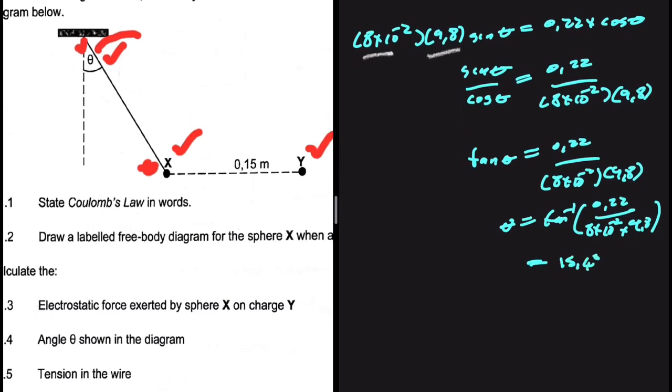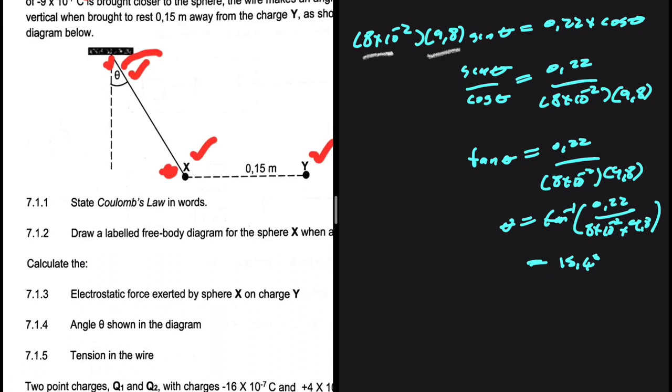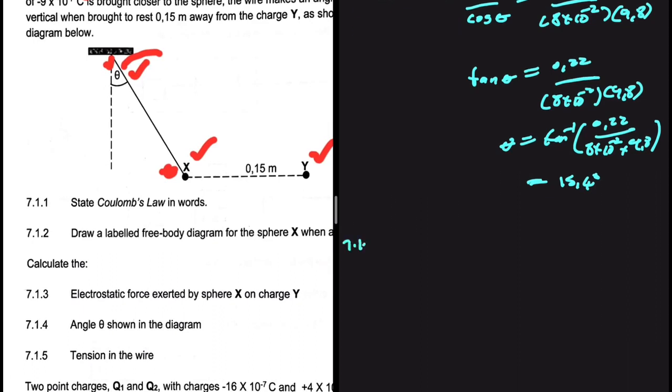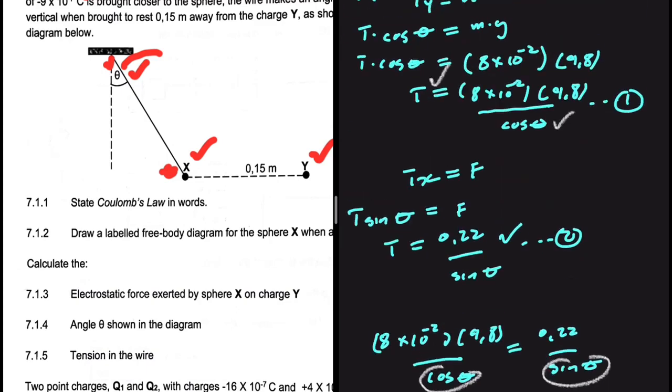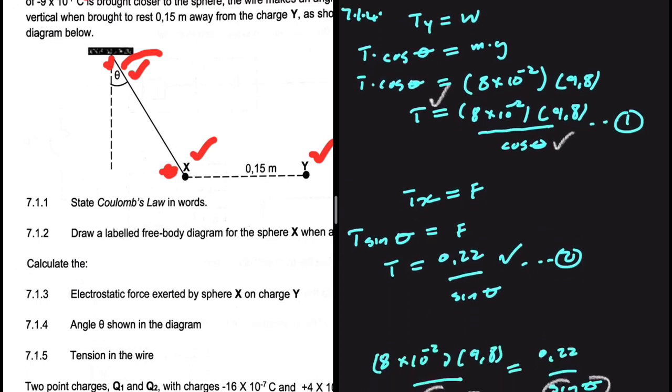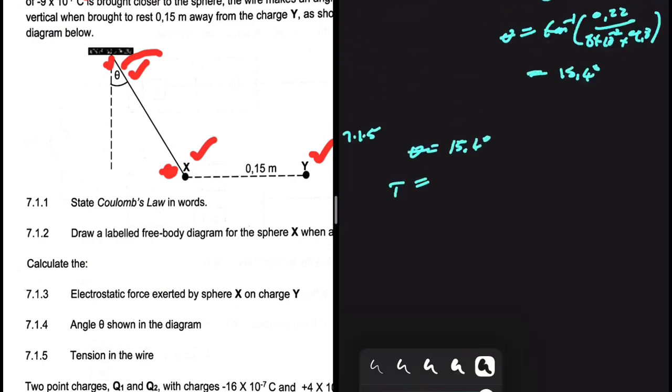That is 7.1.4. Let's go ahead and do 7.1.5. We're supposed to find the tension in the wire. We have our angle theta, which is equal to 15.4 degrees. And we have a few equations for the tension. The tension is equal to, let's go ahead and pick one equation. We have tension being equal to 0.22 divided by sine of theta. That is the easier one. So let's go ahead and use that one.